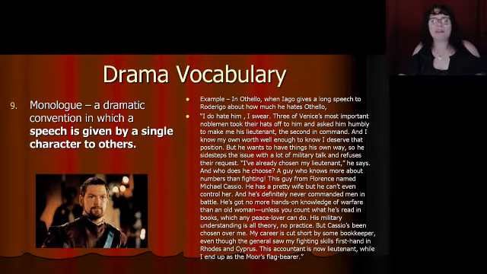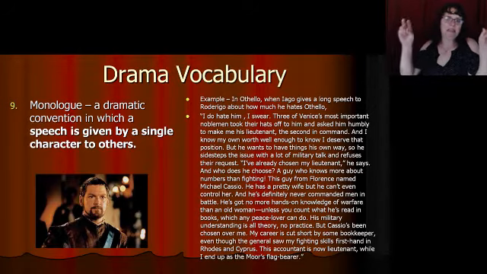Three of Venice's most important noblemen took their hats off to him and asked him humbly to make me his lieutenant, the second in command. And I know my own worth well enough to know I deserve that position. But he wants to have things his own way. So he sidesteps the issue with a lot of military talk and refuses their requests. "I've already chosen my lieutenant," he says.